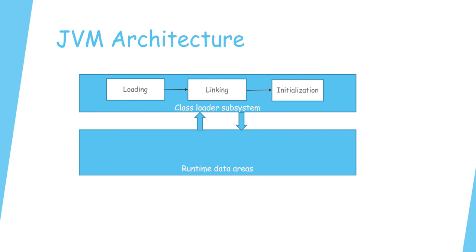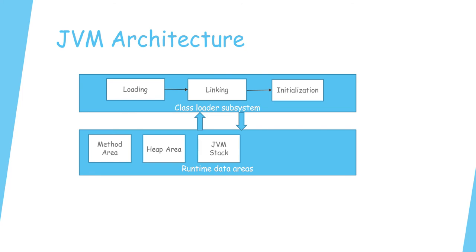Other data areas are per thread. That means when a thread is created, a data area is created, and the data area is destroyed when the thread exits. There are five different data areas of JVM: method area, heap area, JVM stack, PC register, and native method stack.